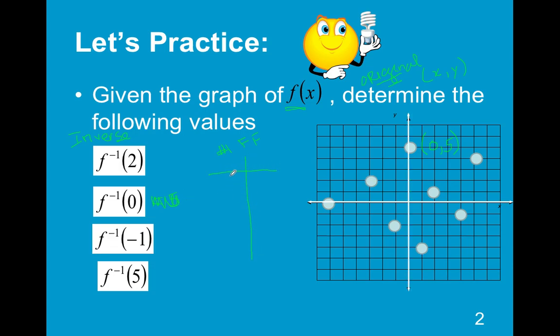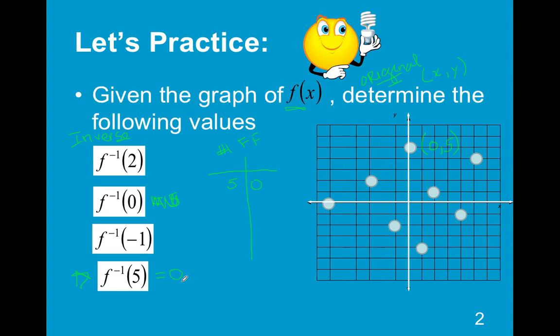Right? On the inverse, 0, 5 isn't there, but 5, 0 is there. So, look at these questions. When the inverse is 2, what is y? Oh no. When the inverse is 0, what is y? Oh no. When the inverse is -1, the x on the inverse is -1, what is y? Oh no. But look at this question. On the inverse, when x is 5, what is y?